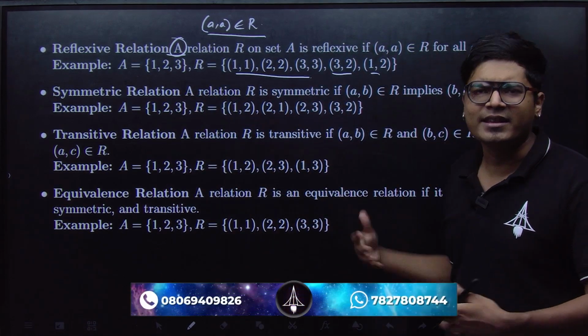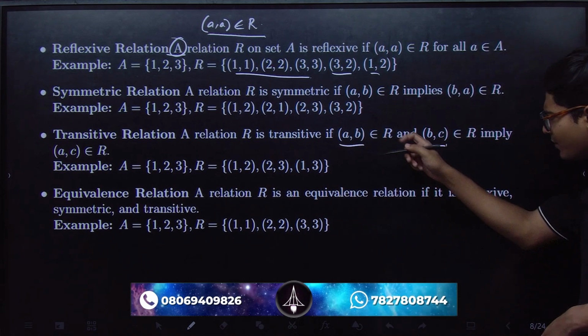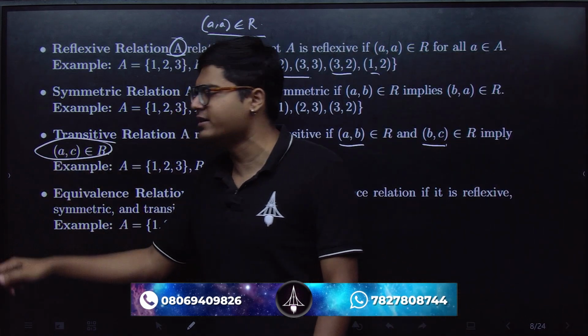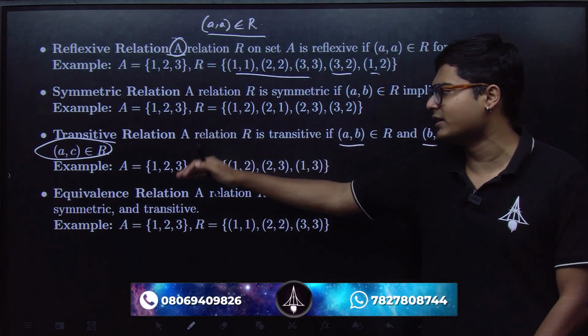Transitive, again it follows the transitive nature. So if you have a pair (A, B) and you have a pair (B, C), then from here you want this pair (A, C) to be present inside R. Okay, so if it's true for every two such pairs, then we'll say that the relation is transitive.